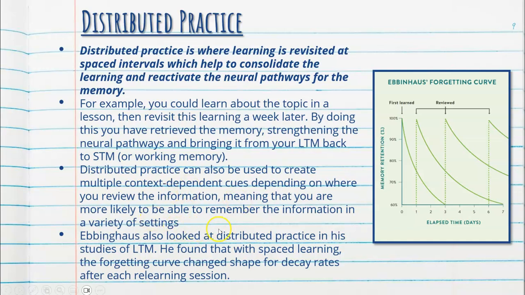So Ebbinghaus also looked at distributed practice in his studies of long-term memory, and he found that with spaced learning, the forgetting curve changes shape, as you can see here. So in other words, the more we review it, or the more we distribute our practice or our revision, the less rapid the decay will be, as you can see here. So really, just spreading out or distributing our practice or our rehearsal. This is especially good in the lead up to exams that are a few weeks away, where you distribute your study, you distribute your practice. We can see that the decay of information becomes far less rapid.